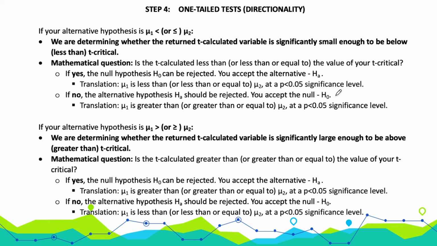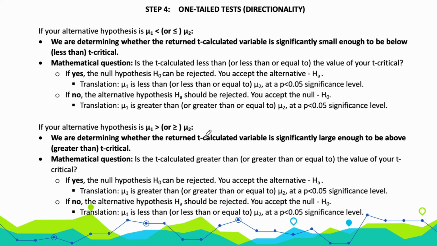If not, then the alternative hypothesis HA should be rejected and you accept the null instead. This means that you were trying to test to see if mu1 was less than or equal to mu2, and instead the test is telling you that mu1 is greater than or equal to mu2.